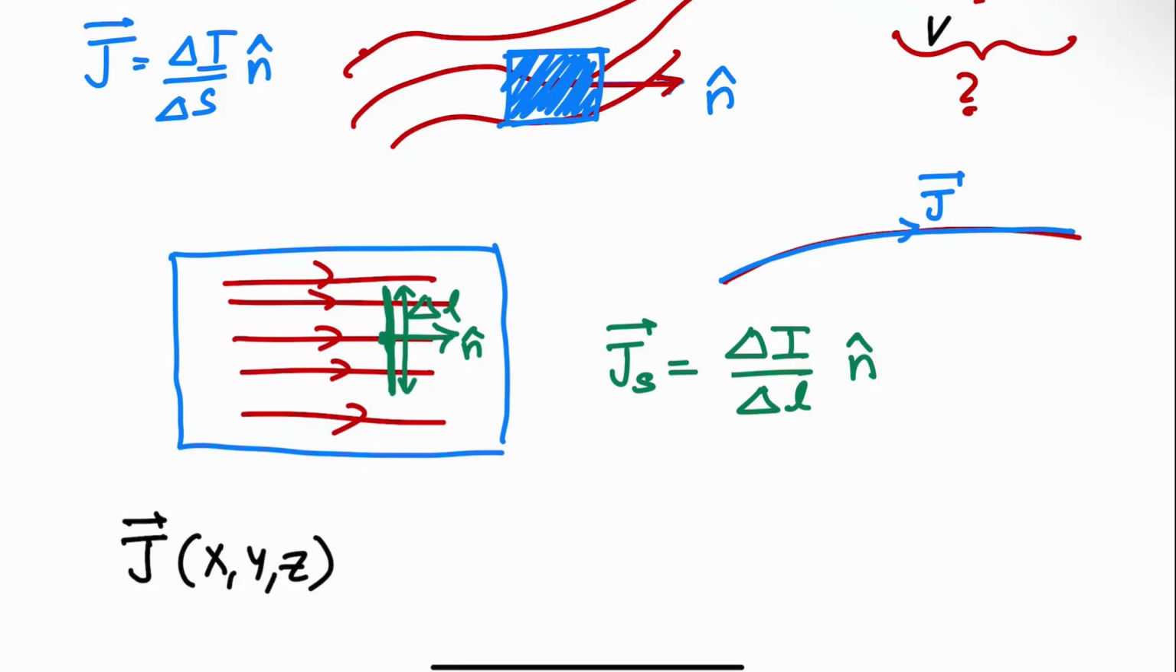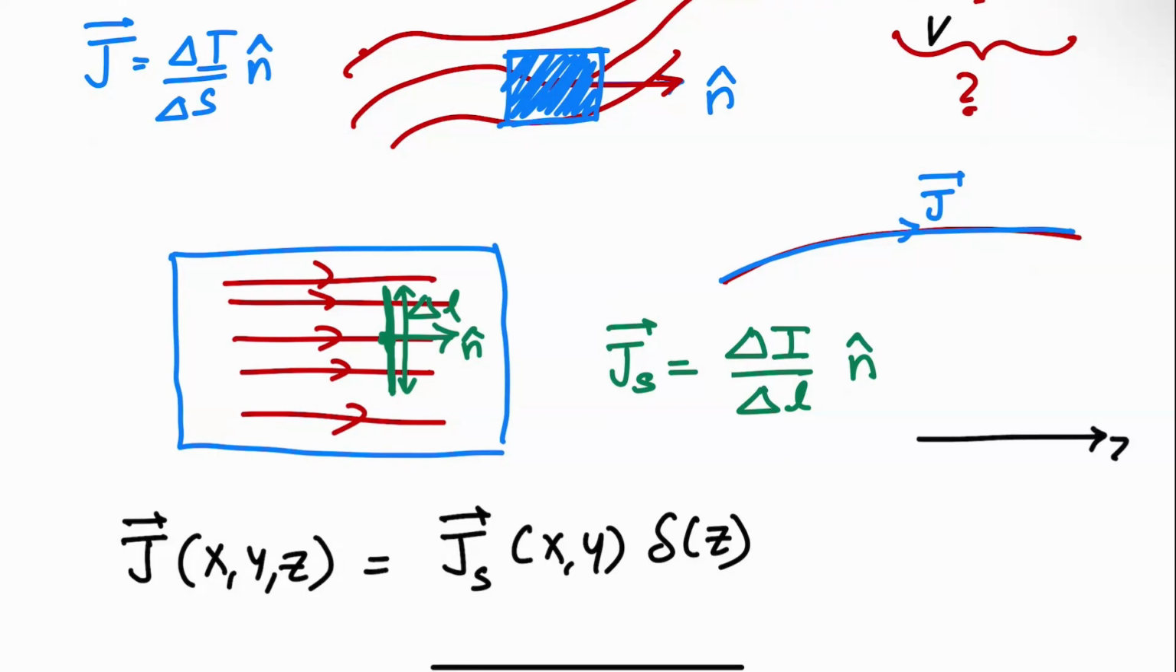But Js in this case, we'll just take an example of Cartesian coordinates, would only be flowing on the surface. So it's only a function of x and y. So what is the function in z then? In z, it's a delta function, which is a Dirac delta function. Hopefully you've seen that before.